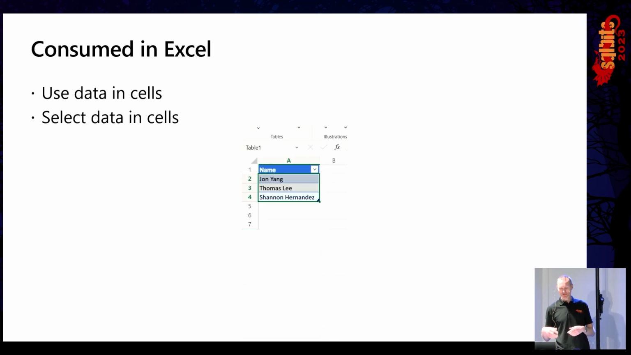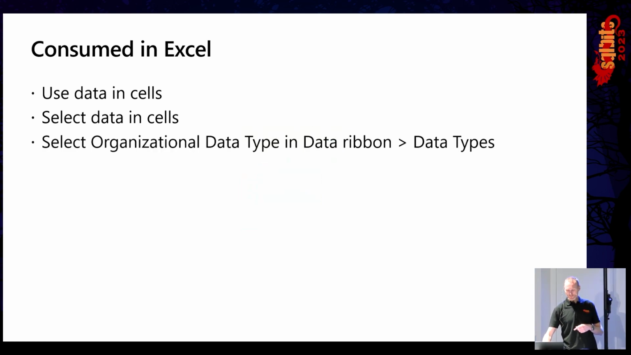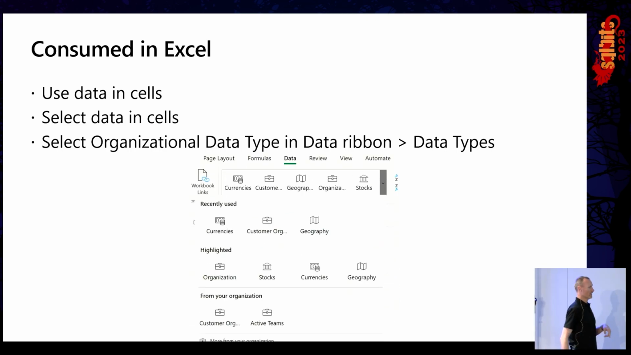So once you have done that, then you select the data. Here I have some customer names, and then you go into the data ribbon, and then you can select from your organization at the bottom, and you cannot see it here on the slide, but I'll show you. You can actually get more if you have more.